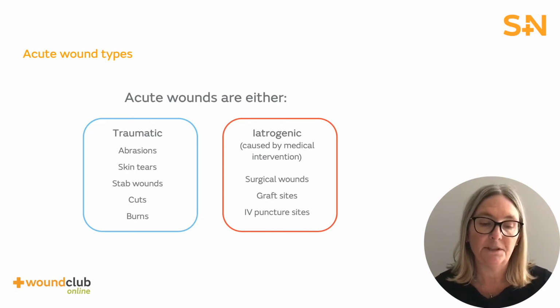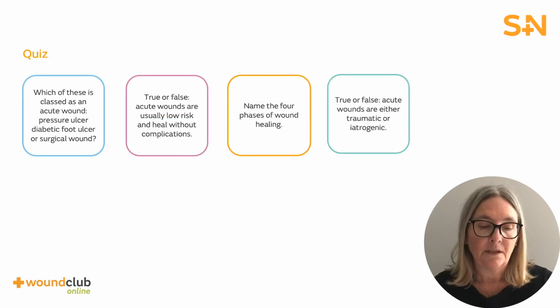Acute wounds begin with an injury that disrupts the blood supply, followed by a clotting process which stimulates the release of growth factors that initiate the wound healing cascade. To check your knowledge and understanding, try and answer the quiz questions.